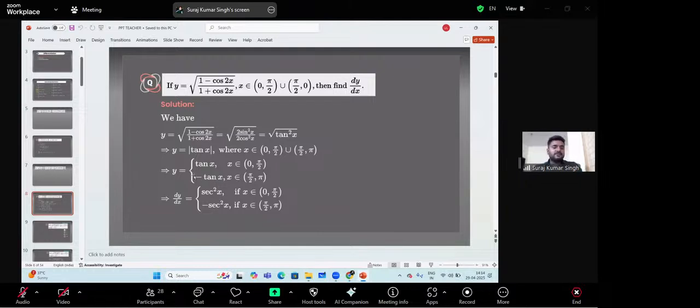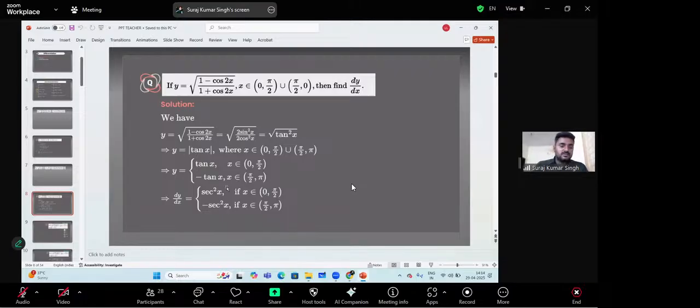So y equals tan x and y equals minus tan x is coming in the first interval and the second interval. Now we can do the differentiation directly. The derivative of tan x will be sec square x, and the derivative of minus tan x will be minus sec square x in these two intervals. So this question is also asked in the mains examination.